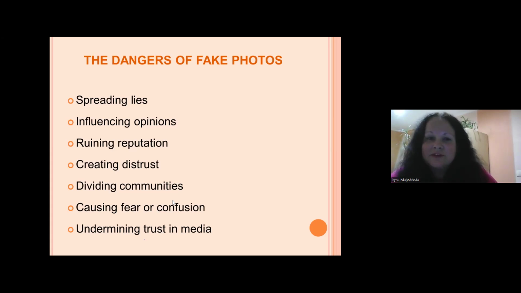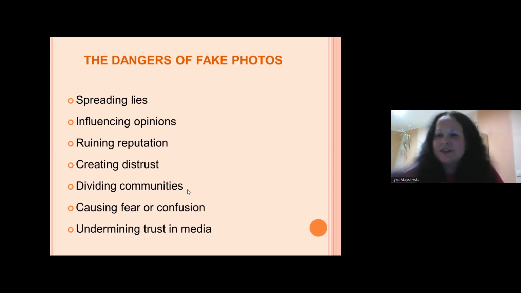Then these photos are created to influence opinions. Unfortunately, because we lack time, and this part of our presentation can take hours with examples and so on and so forth. If you take, let's say, a presidential campaign in the United States, not only this one, but also previous ones, there are a lot of fake images that were constructed in order to influence people's opinion, and people fall for that. Ruining reputation. This is very popular.